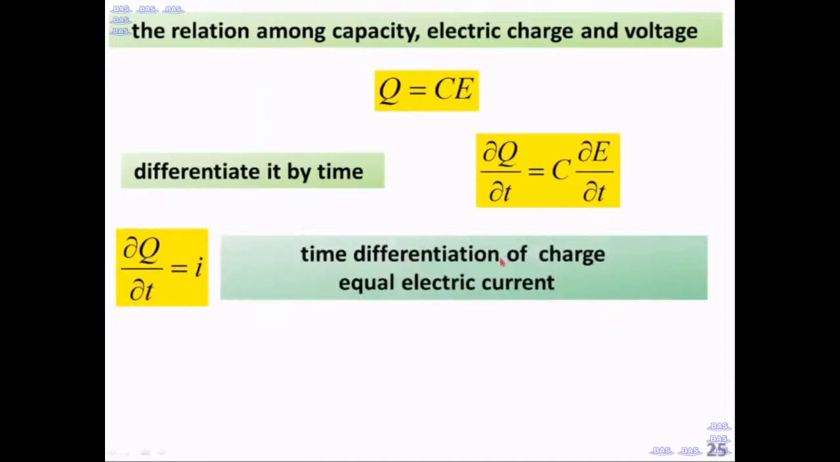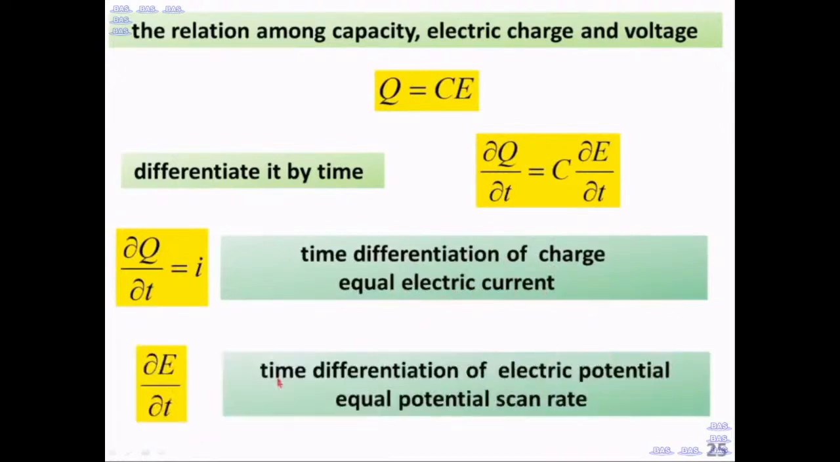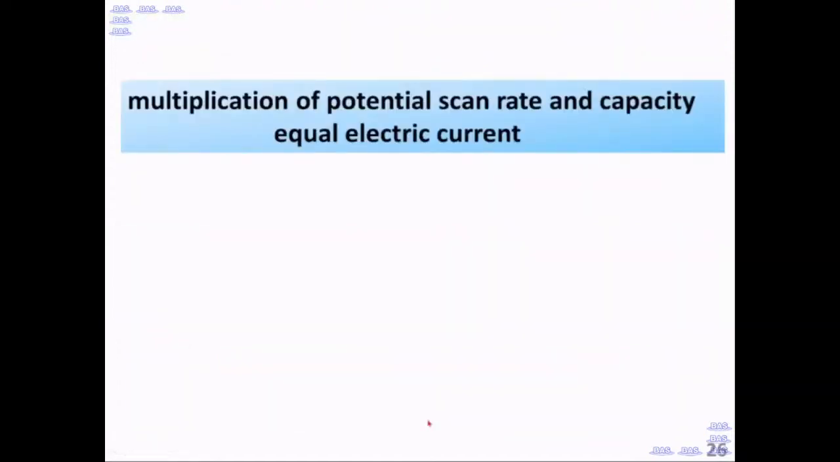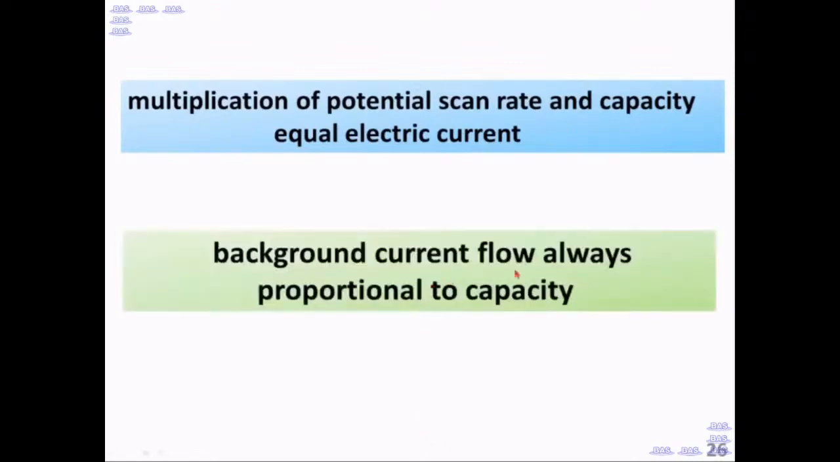The time differentiation of charge equals electric current, and the time differentiation of electric potential equals the potential scan rate. Multiplication of the potential scan rate and capacity equals electric current. Background current flow is always proportional to capacity. We cannot escape the influence of capacity. Capacitive current in many cases gives a struggle.